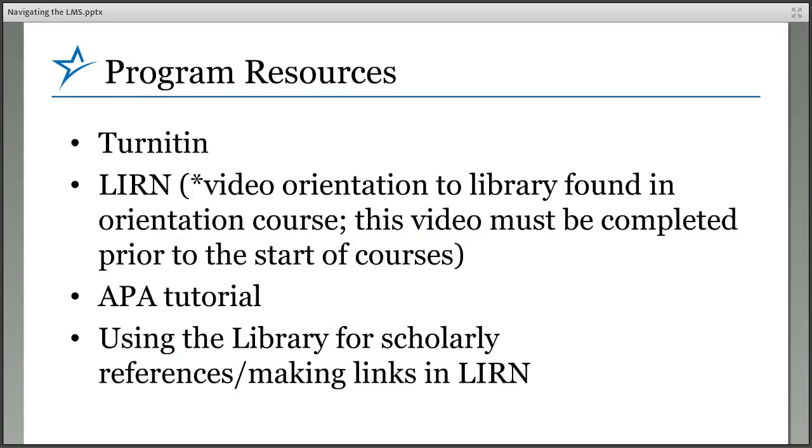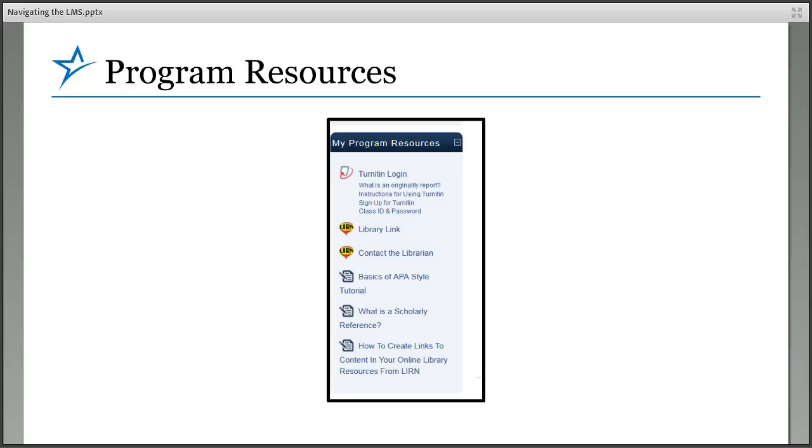Program level resources are also available on course home pages. These resources include Turnitin, LIRN, APA tutorials, and a variety of library videos to help improve your scholarly writing. As you locate My Program Resources on the left-hand side of your home page of each course, you can find the library link, contact the librarian, basics of APA, what's a scholarly reference, and how to create links to the content in your online library. As you're looking to add a reference to your discussion board, this is a great resource.